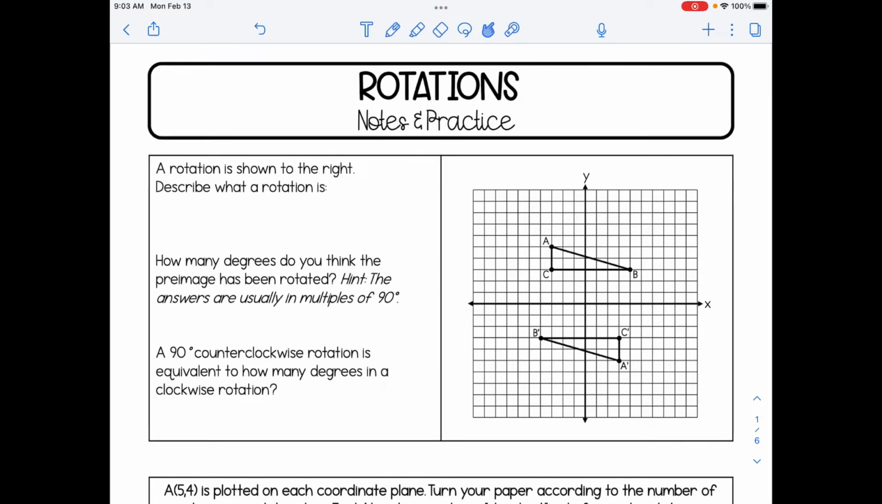In this video, we're going to be discussing rotations. If we take a look at the coordinate plane here, rotation is shown, and if we were asked to describe what a rotation is, we could say it's turning a figure.